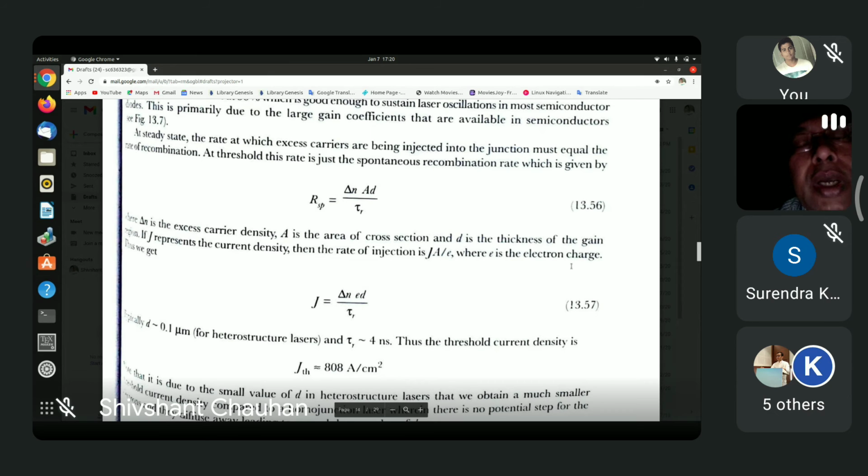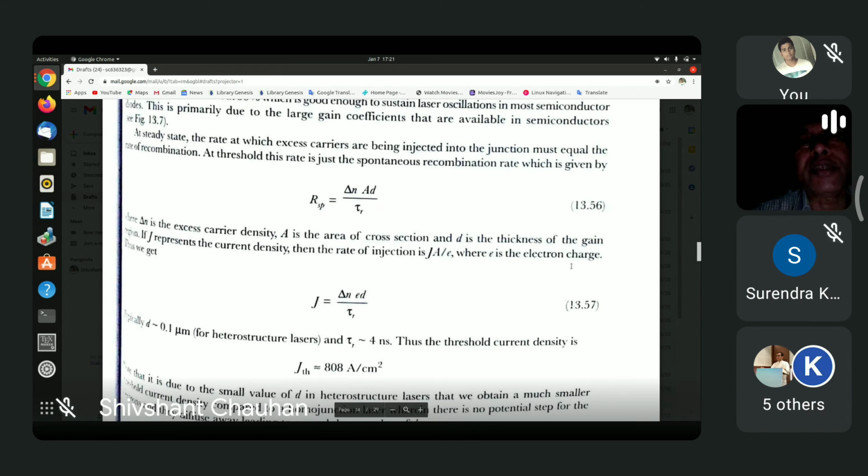So the rate of recombination is given by delta N into A into D. What is A? A is the area of the interface between, let us say for a quantum well laser, the gallium arsenide layer and the aluminium gallium arsenide layer. So that is A. And D is the thickness of the central gallium arsenide layer. This thickness is, as I said, of the order of 1 micron only. Whereas for ordinary or non-quantum well type lasers, this thickness can be say 10 microns or even more.